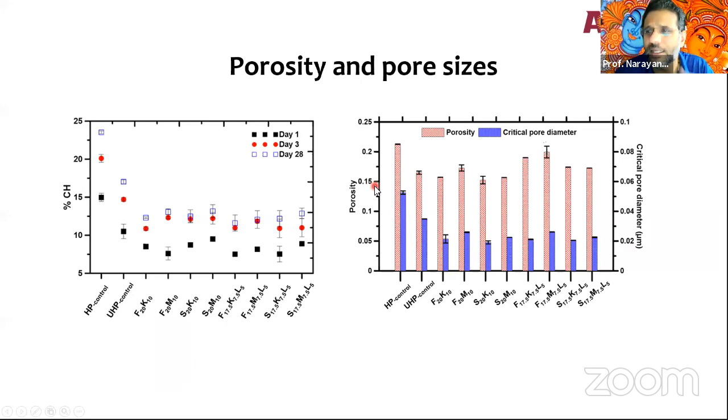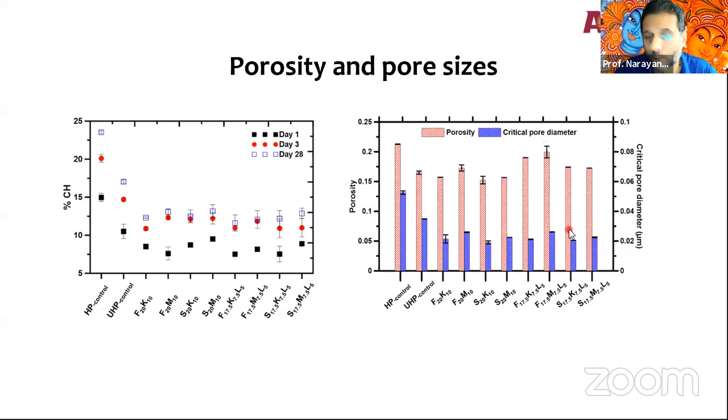So that's not a real good representation of porosity because it gives you all the pore sizes, the ones that are useful, useless, all of that. But you can see the porosities are lower. What is important is the blue bars, the pore sizes. The size of the voids, the size of the pores, are much, much lower in UHPC.